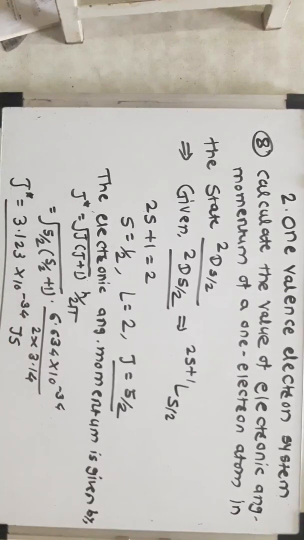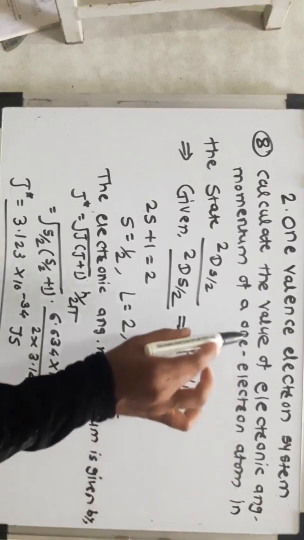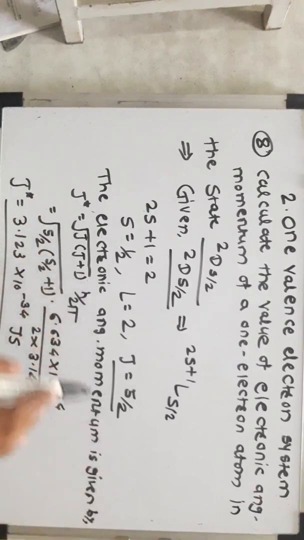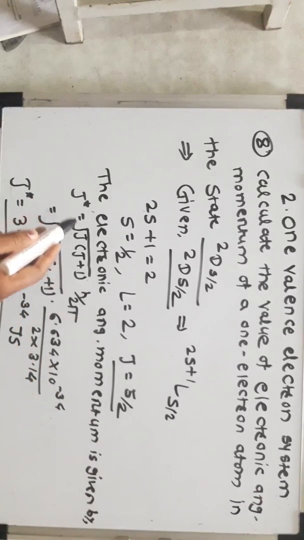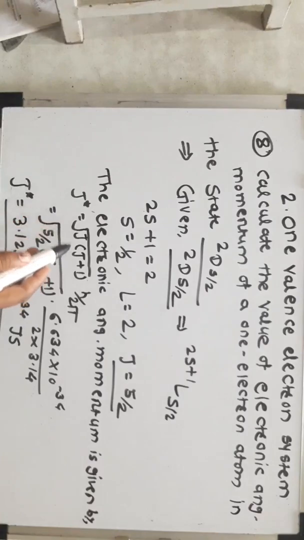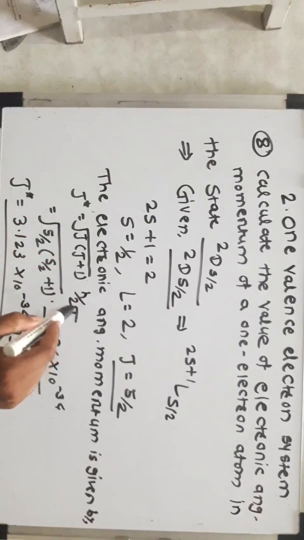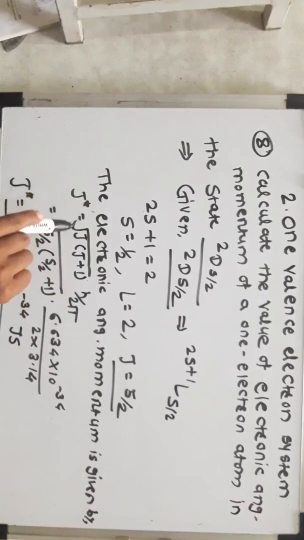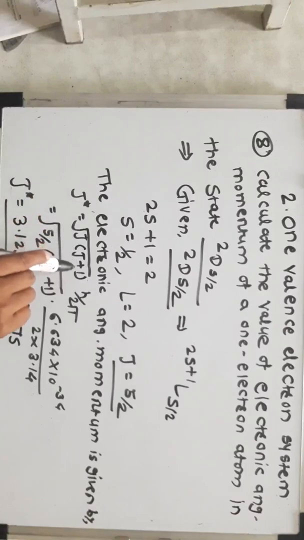In this way you have to calculate the spin angular momentum and the orbital angular momentum also, from this formula. J* is equal to square root of J(J+1). For the orbital angular momentum, you put the value of L in L into (L+1) times h cut, or h upon 2π. Same for S: S* is equal to square root of S(S+1) times h upon 2π.